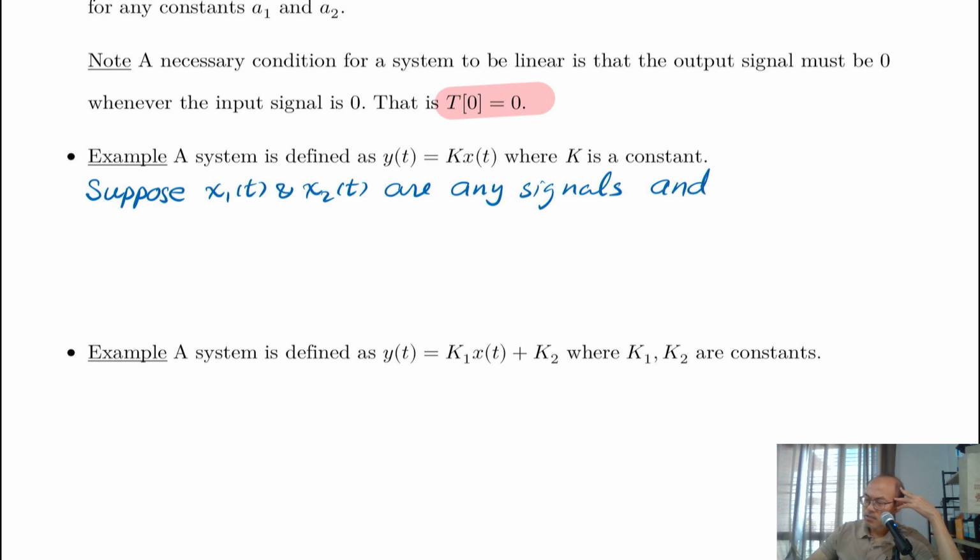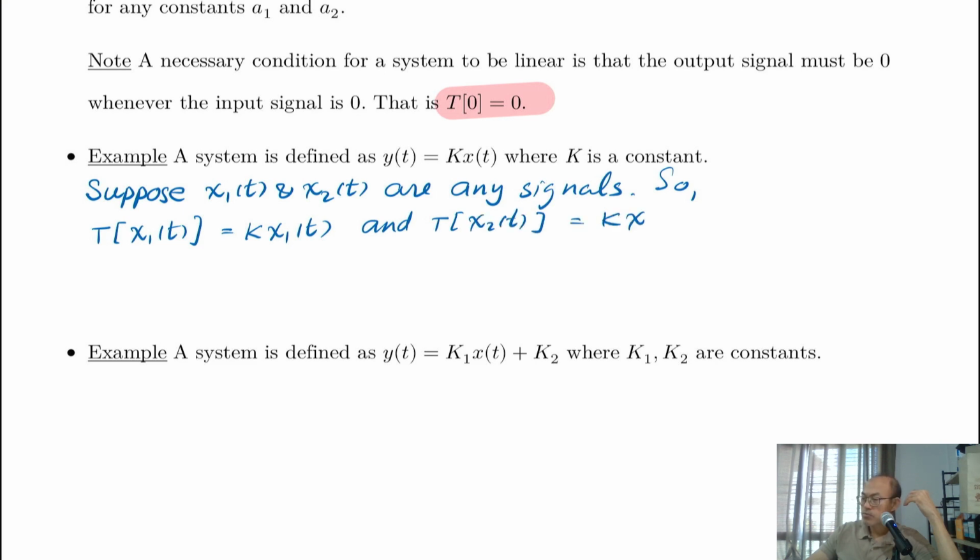and T of x1 is equal to k x1, by the definition in the problem. We plug in x1 for x. Instead of x, we use x1. So the output to x1 has to be k multiplied by x1, and T of x2 is equal to k x2. Same reason.